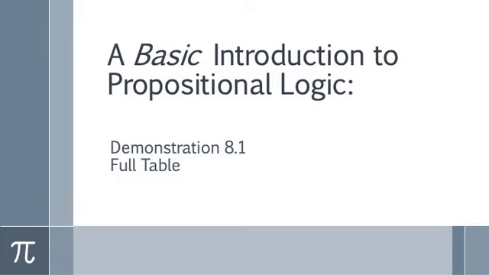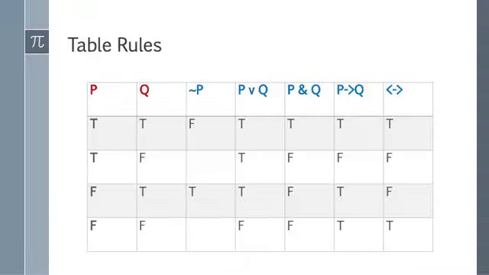A basic introduction to propositional logic. Demonstration 8.1, full table. The table rules using the terms P and Q. Not P flips the truth value. P or Q, notice that only one has to be true. P and Q, notice it's mostly false because even if one of them is false, the conjunction will be false.